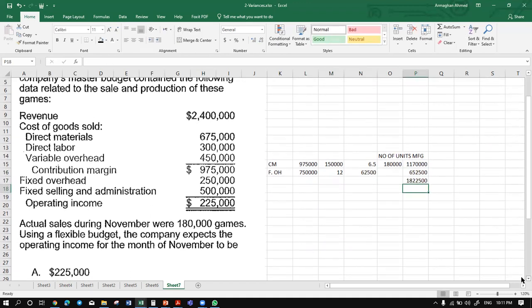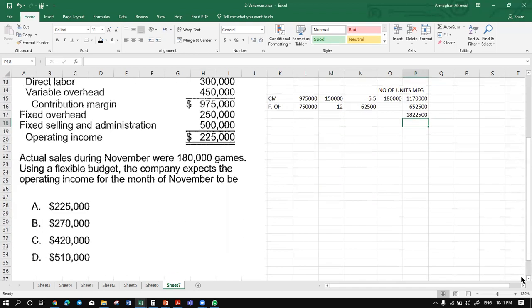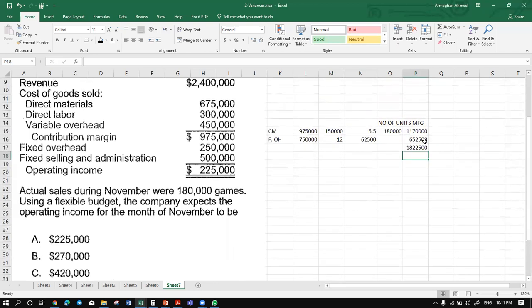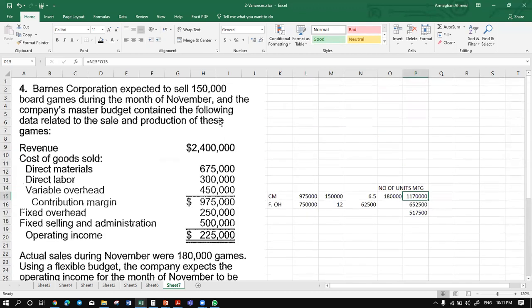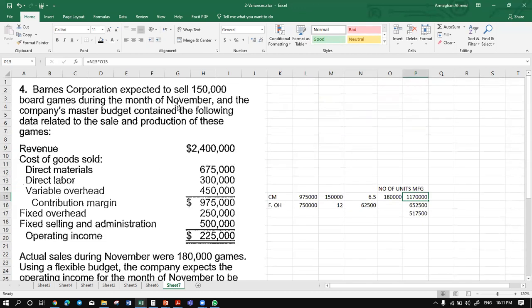What is the answer now? No, sir, why are we adding it? We should minus it. Yeah, this is a fixed overhead, so you should do minus, right? By the way, sir, this master budget is for November only, I think. Can you go up? You can check. 150,000 is for November, sir. So we will not change the fixed overhead cost. Okay, it will be fine.